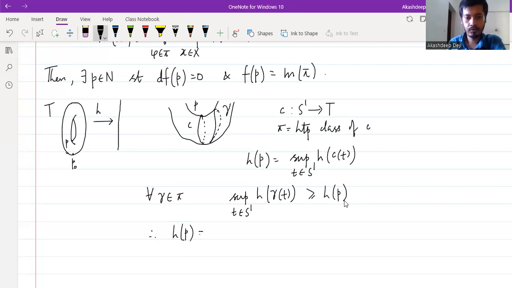So combining these two, we have H(P) is equal to inf of sup H(gamma(t)), t in S1, and then we take inf over all gamma in phi. And we can see that this quantity is the min-max number associated to the homotopy class phi. And this is equal to H(P), where P is an index 1 critical point of H.